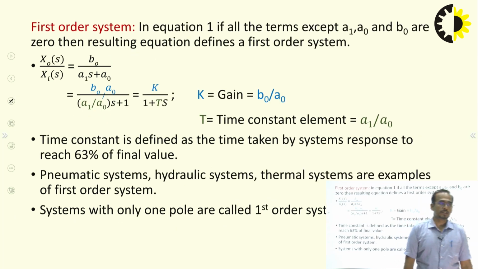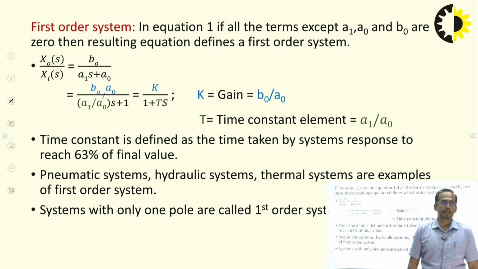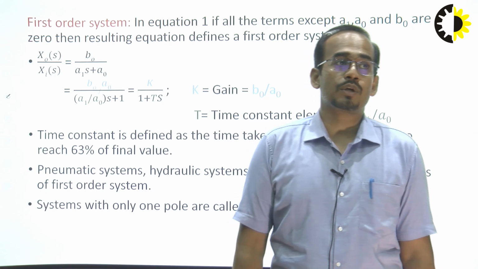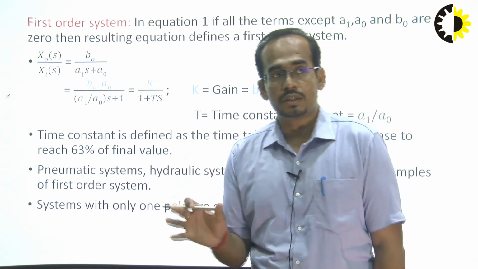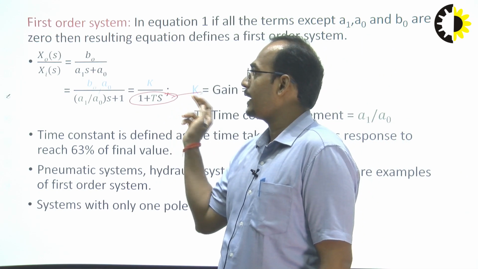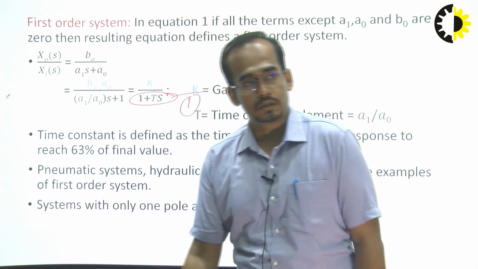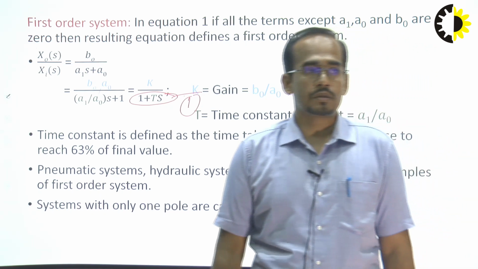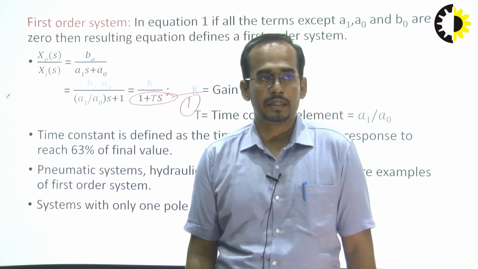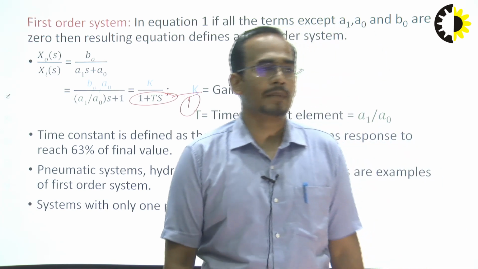Now coming to the first order system, it is clear from this equation that X naught(s) upon Xi(s) is equal to b naught upon a1 s plus a naught. Here you can see the highest power, so this is the first order system, and you have to find the order from 1 plus G(s)H(s) is equal to 0. You can also define the time constant with the help of this equation by finding the step response. Examples of first order systems are pneumatic systems, hydraulic systems, etc.